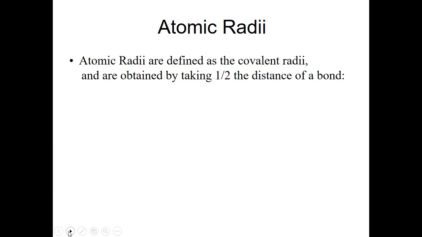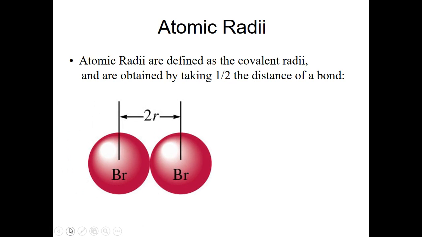So here, in this picture here, we have bromine. Bromine in nature is found as Br2. So we take the distance of that bond, which is twice the radius of bromine. We divide that in half, and that's going to give us our atomic radius.